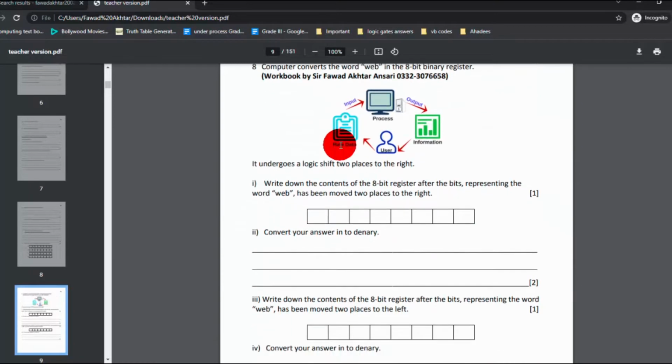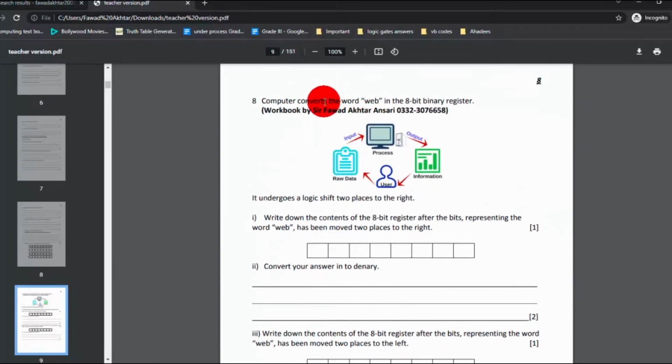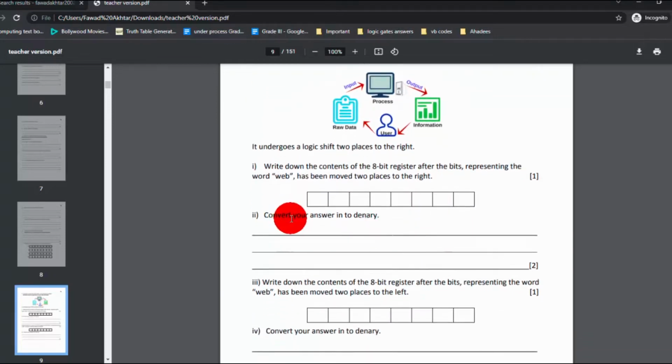In the same way, let's have a glimpse of another question, where the computer converts the word VAP into an 8-bit binary number, right? It undergoes a logical shift 2 places to the right. So write down the contents of the 8-bit register after the bits representing the word VAP are moved 2 places to the right. You have to do it yourself. This is a block of data that you can see over here. Okay, now convert your answer into denary. Convert this binary answer into denary over here.